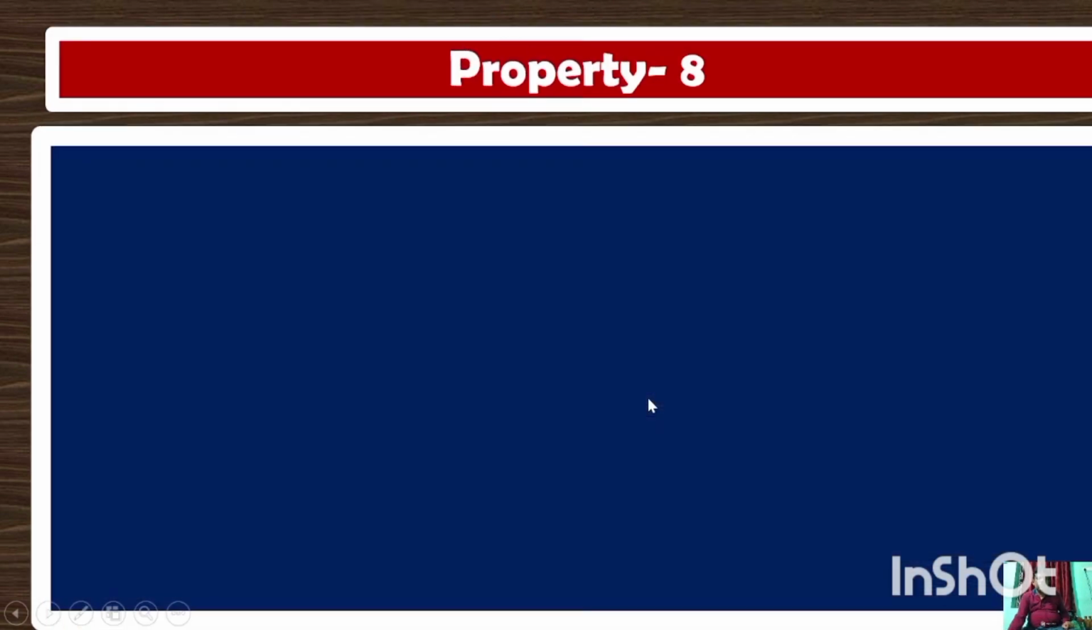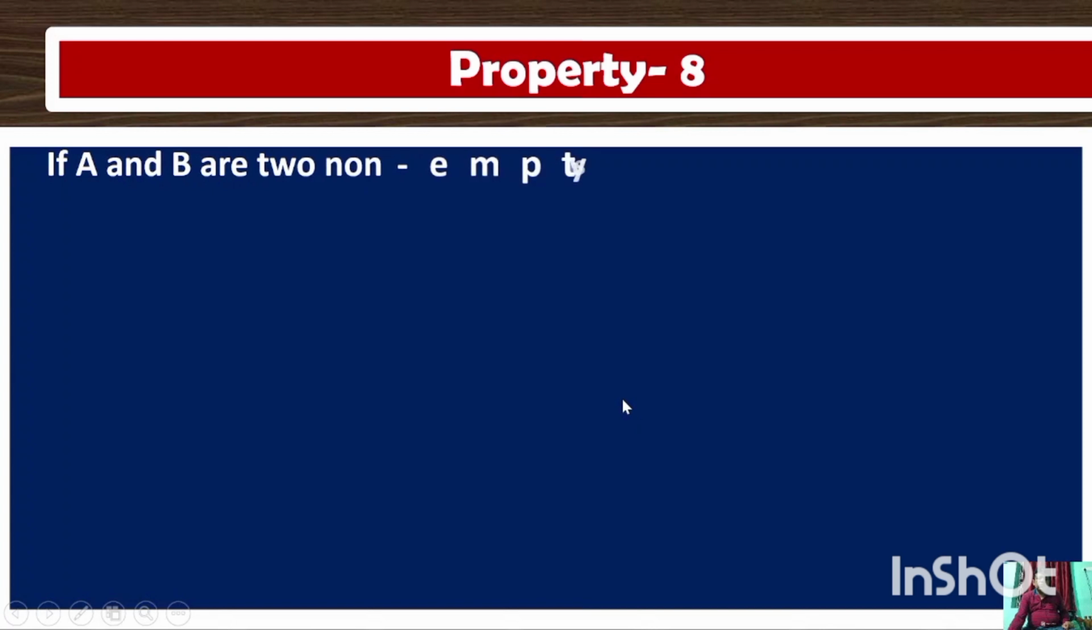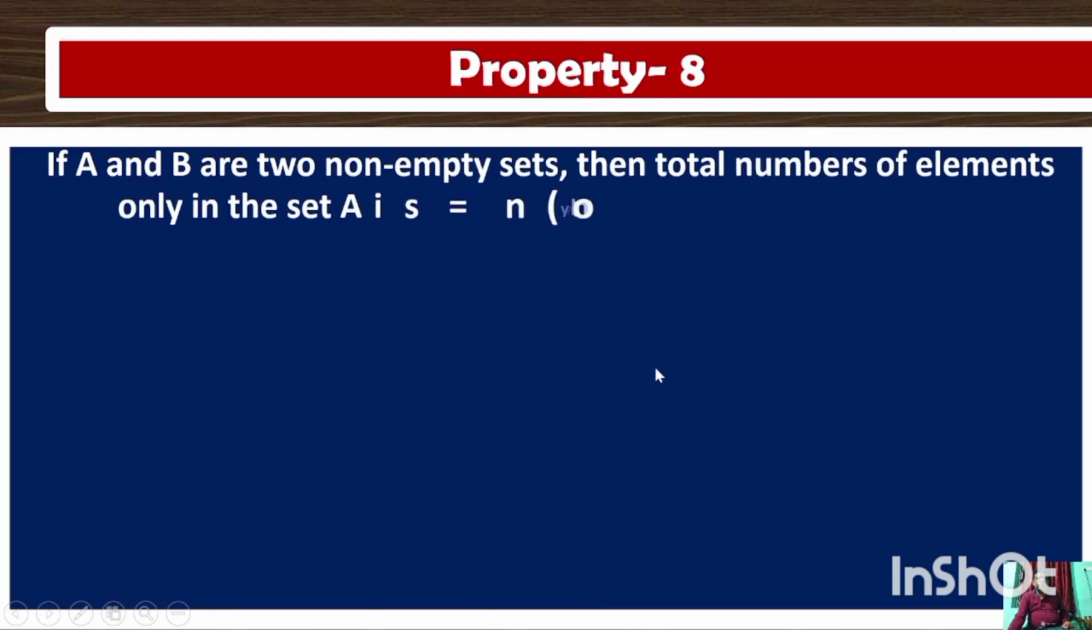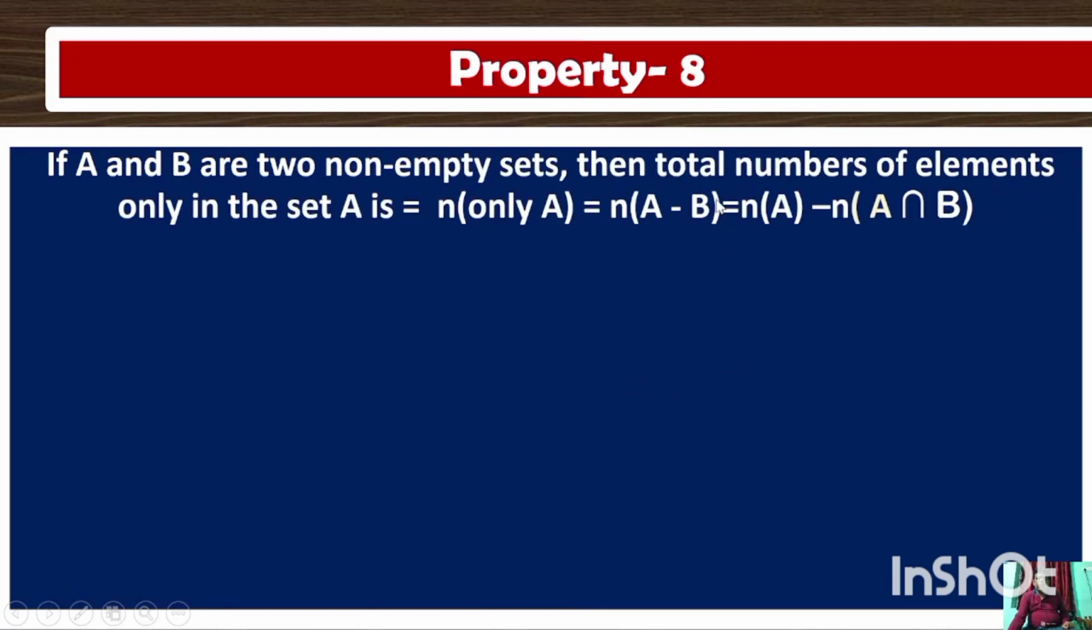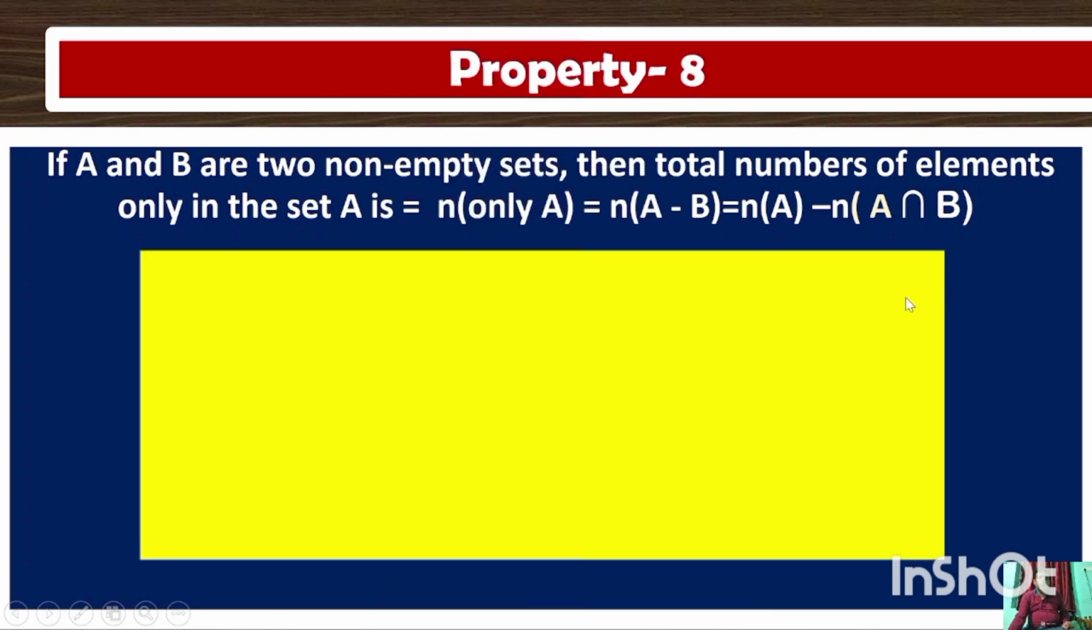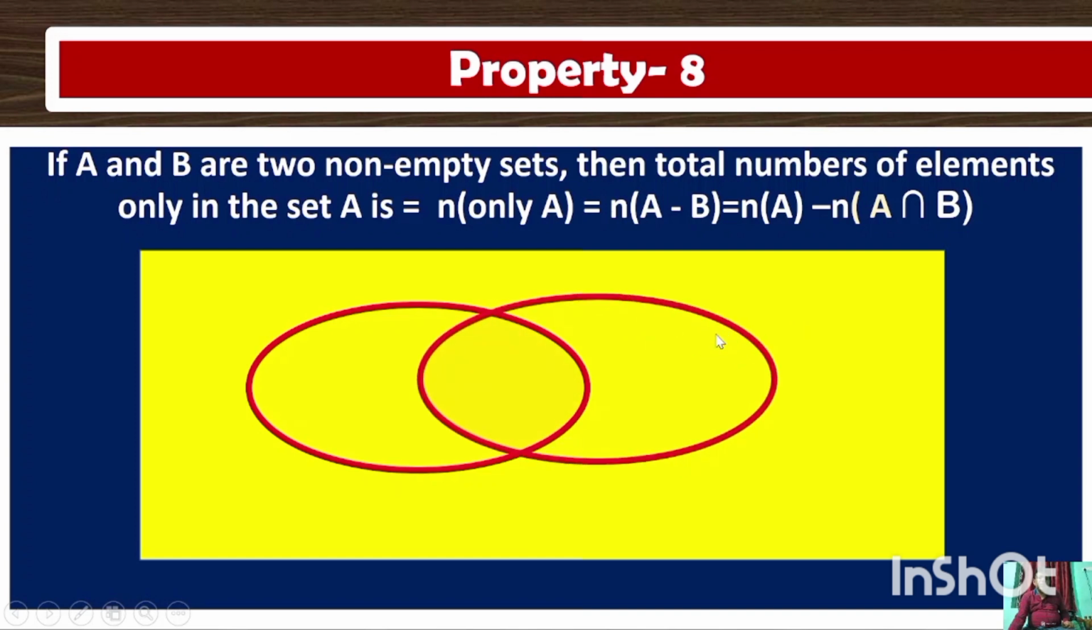Once again, property 8. So many properties we are discussing over the difference of two sets. If A and B are two non-empty sets, the total number of elements only in the set A. This is the number of elements of A difference B, the cardinal of A difference B. It is the cardinal of A minus the cardinal of A intersection B. Very important concept. A difference B, the elements present only in the set A. So A difference B means only A.